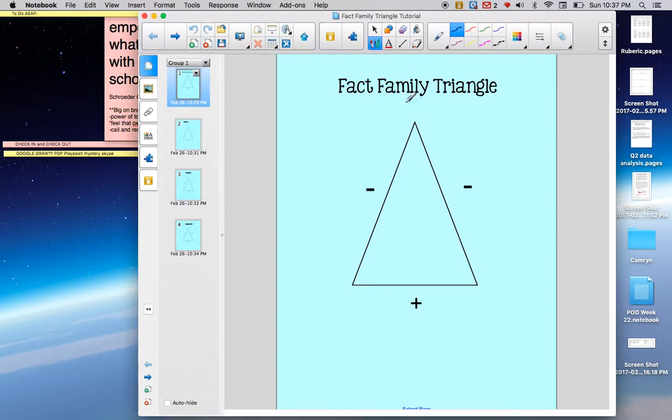with small numbers. 11 would go at the top of the triangle, and then I could put 5 at the bottom and 6 at the bottom. And there is my fact family. So I'm going to show you the different ways I can move around my triangle. First, let's talk about addition. It's kind of like a road map almost.